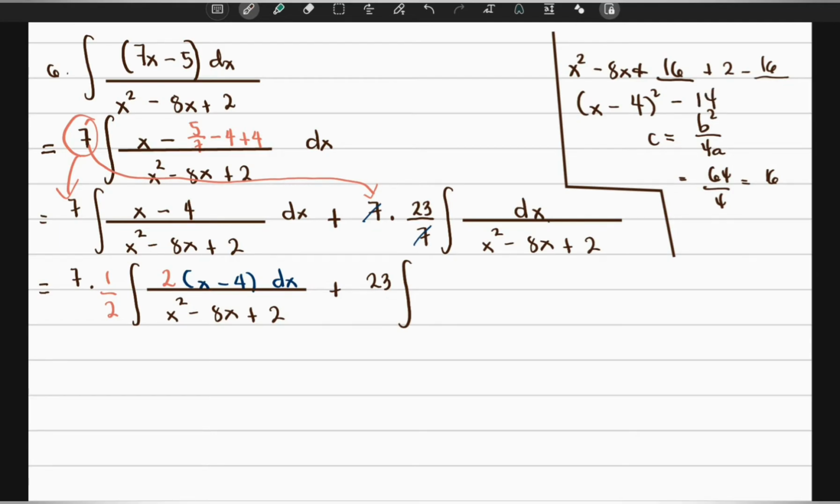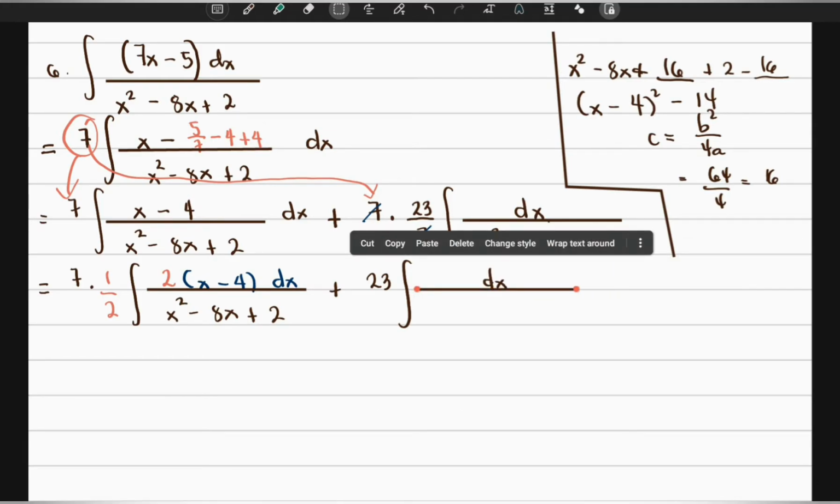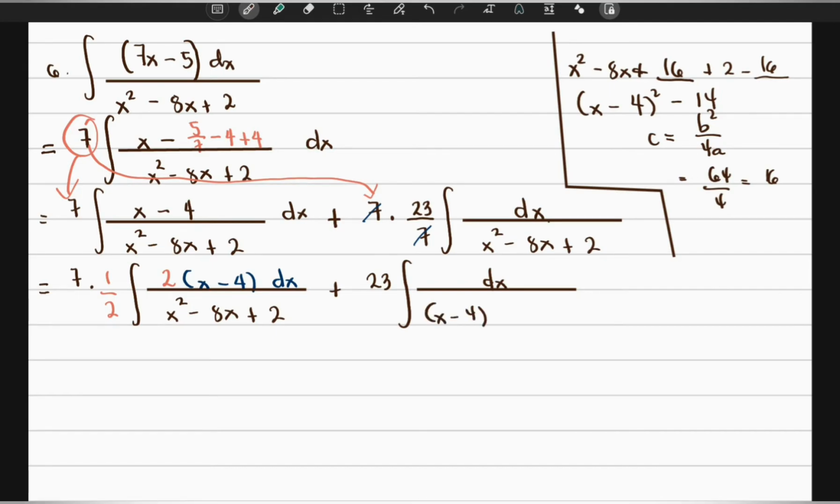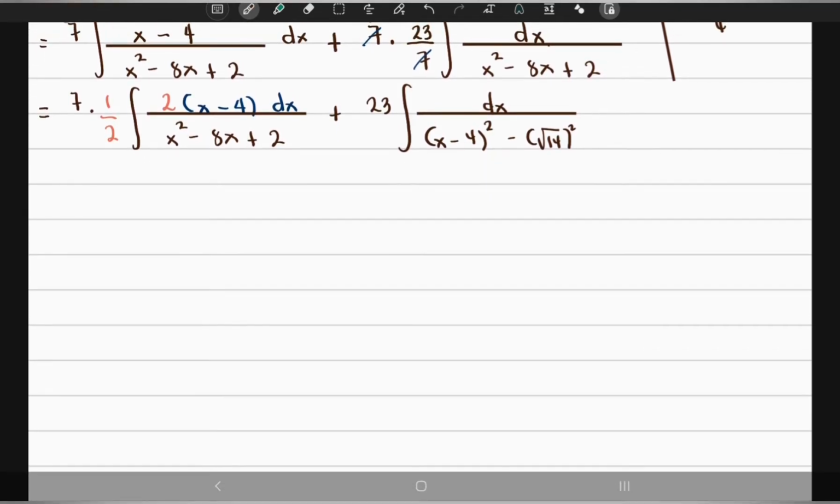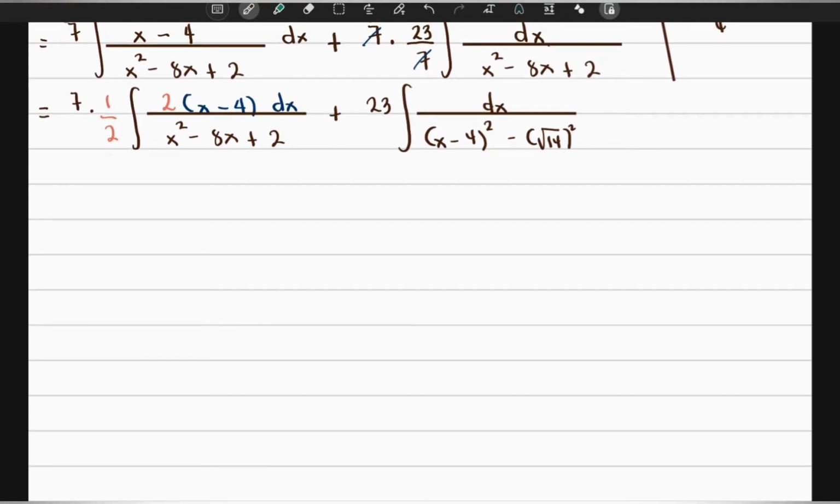Okay. So, yun na yung gagawin natin dito sa part na to. So, we have dx. Tapos, sa ilalim, magiging ganito na. We have x minus 4 quantity square minus square root of 14 quantity square. Okay. So, yung first term, ayan ay du over u. Tapos, yung second term, ayan yung du over u squared minus a squared.